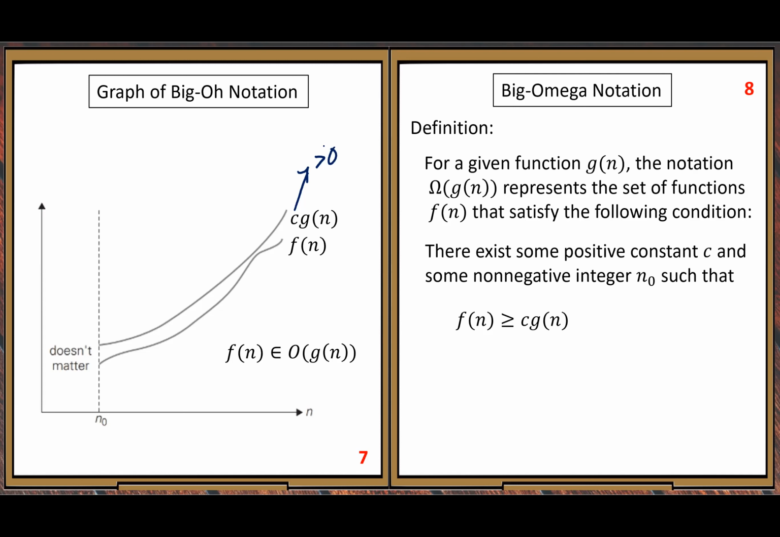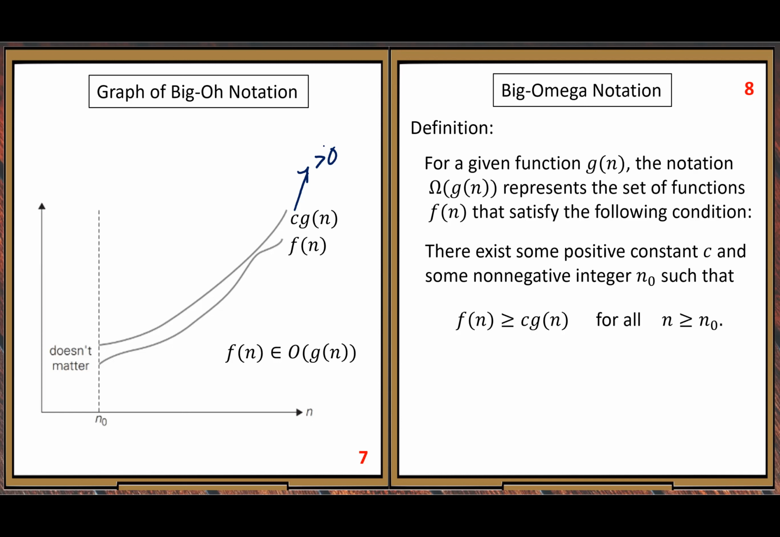f of n has a lower bound. This is a lower bound. What kind of lower bound? A positive constant c multiple of the g of n function. That is the lower bound form. And this holds when n is greater than or equal to n0. When that is true, we have big omega notation. Okay? So that is the meaning.